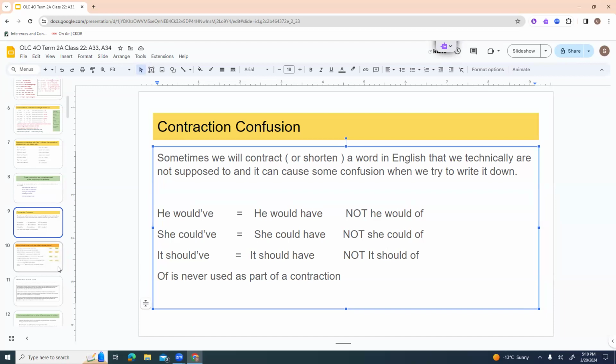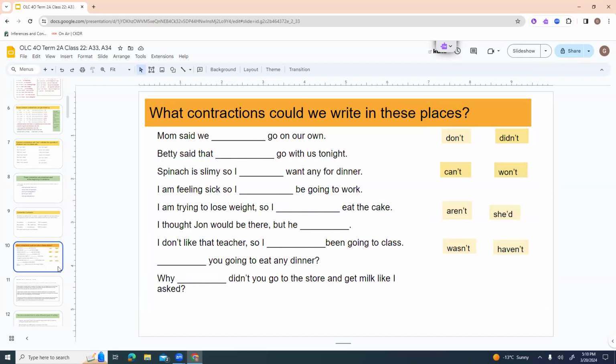So here are some examples, and we can take a look at these and kind of figure out what contractions would make sense in these places. Mom said we something go on our own. So don't go on our own. Doesn't quite work there. Didn't go on our own. I would say can't go on our own is what would make sense there. Just gonna kind of move it over. Okay, that'll work. Betty said that something go with us tonight. She won't go with us tonight. Probably won't.